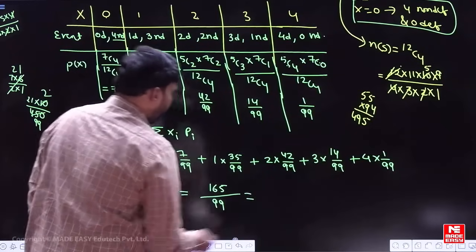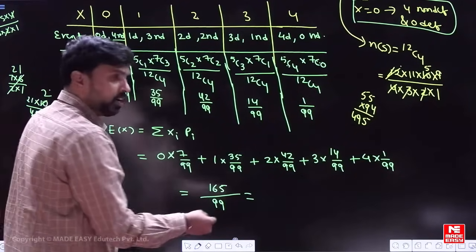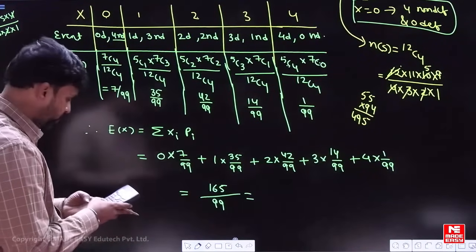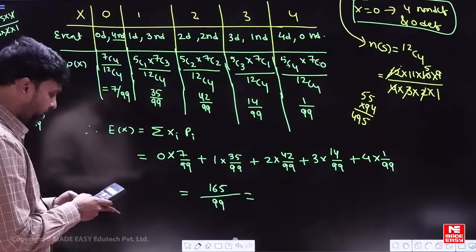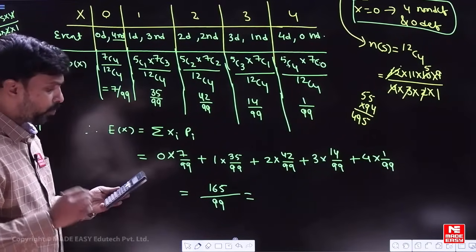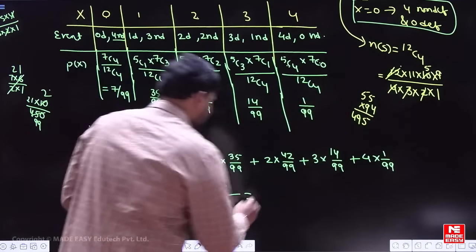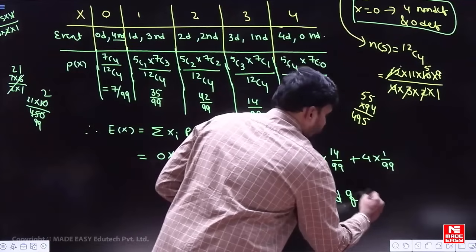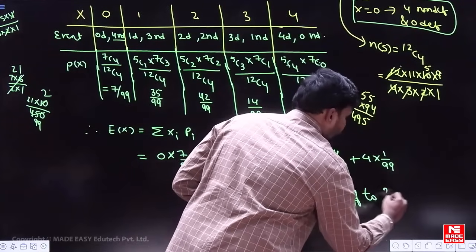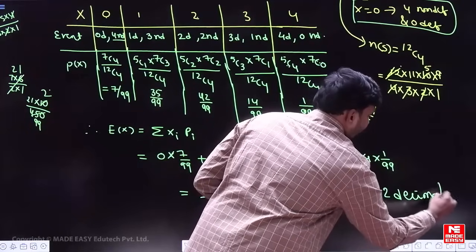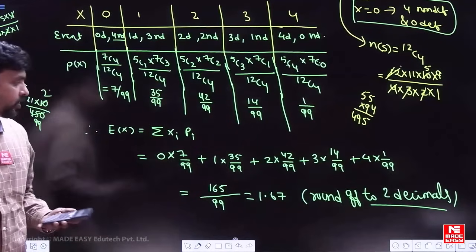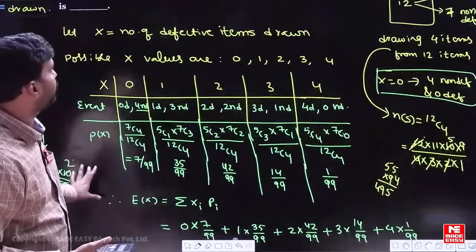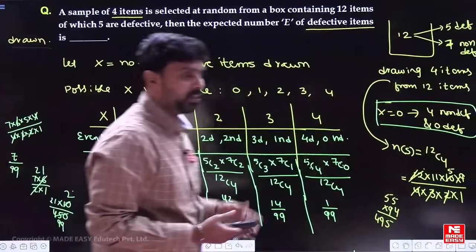If you calculate here, again, if you do the division, how much are you going to get exactly? So 165 divided by 99. This will be 1.67 after rounding up to 2 decimals. Okay, so 1.67 is the answer for this question here. So this is how you are going to find out the expectation of this question here, right?